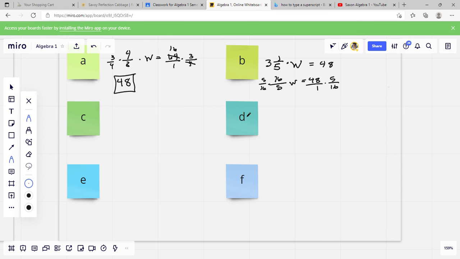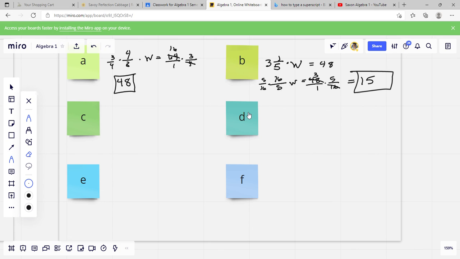Put that over 1. I bet 16 goes into 48. I'm going to say 3 times. 3 times 6 is 18. 3 times 1 is 3, 4. Yep, 3 times. So these would cancel, and that would be 3. And then we just multiply across after you cancel. So 3 times 5 is 15. And the answer to that one's 15.